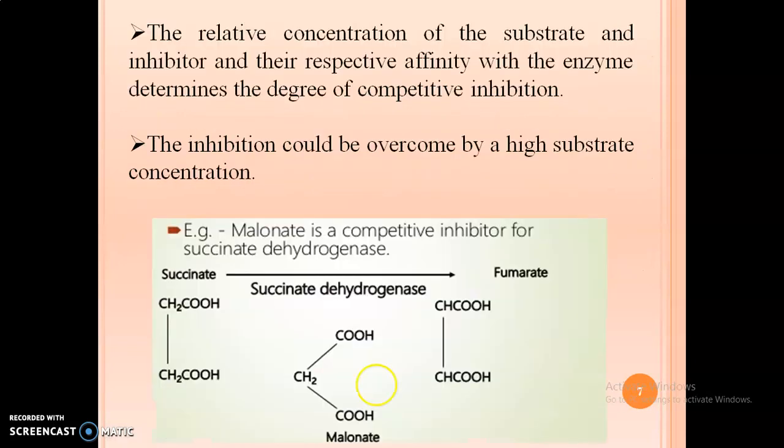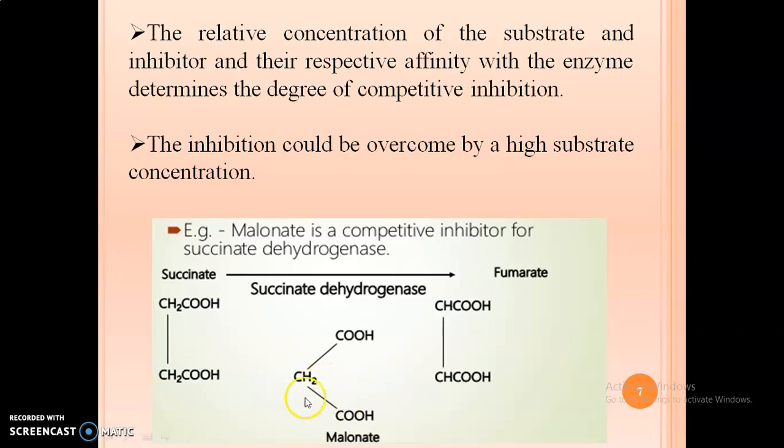Let's see one example. The example is succinate converting into fumarate. That is one step in your TCA cycle. The reaction is catalyzed by the enzyme succinate dehydrogenase. For this enzyme, your substrate is succinate and the product is fumarate. But if I have malonate as an inhibitor, malonate is structurally similar to your succinate. So I can call malonate a structural analog.